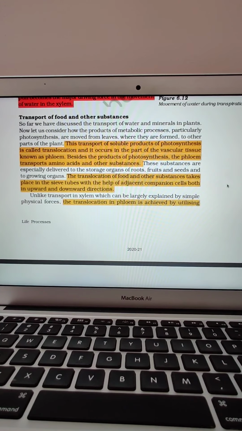Now this prepared food material is translocated to fruits and seeds and different storage sites in the plants according to the requirement and the season. So the sucrose is transferred into the phloem by using energy in the form of ATP, which leads to an increase in the osmotic pressure of the tissue.